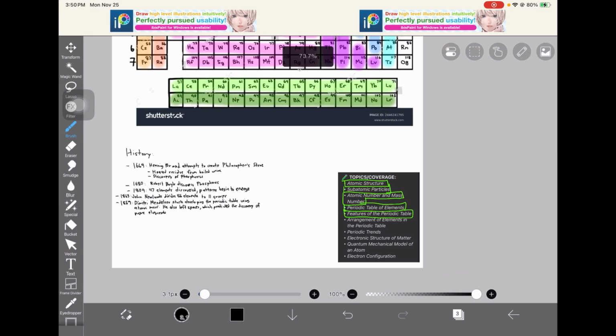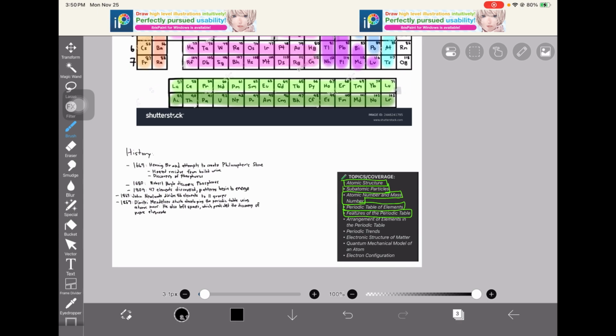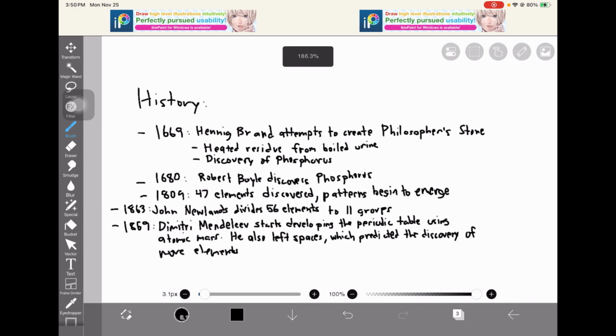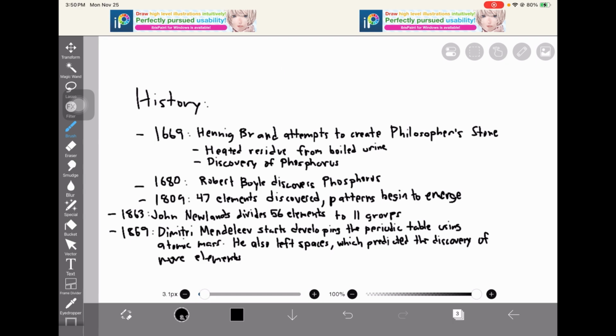All right. Now let's talk about the arrangement of elements in the periodic table as well as the short history. The history began when Hennig Brand, a German amateur and I believe physicist or something, attempted to create a philosopher's stone, which is just another object back then. It's like it makes gold, but he reheated residue from boiled urine, but this actually only led to the discovery of phosphorus. In 1680, Robert Boyle also discovers phosphorus, and he also made this phosphorus public, which is made from matches. So that could be where the start of matches began.